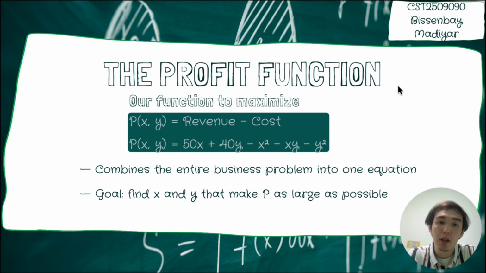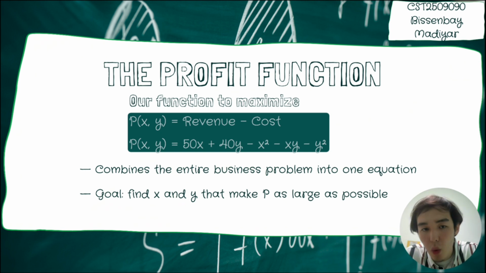Putting it all together, our profit function is P(x, y) = revenue minus cost, which gives us P(x, y) = 50x + 40y - x squared - xy - y squared. This single equation now captures the entire business problem. So our goal is to find the values of x and y that make P as large as possible. Because P depends on two variables, we cannot use a single variable derivative, so we need partial derivatives that we learned in calculus 2.